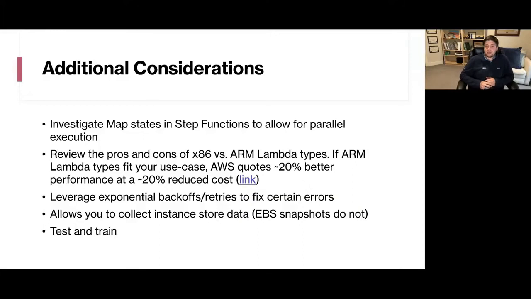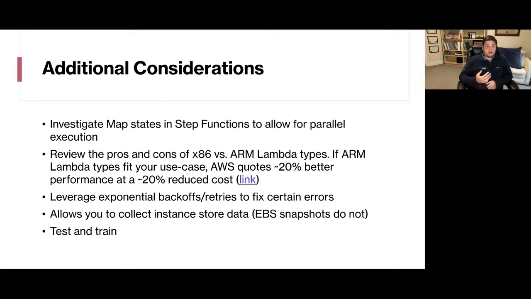Second point here. AWS recently came out with ARM Lambda types. Traditionally, you'd have to use an x86 Lambda type. Now, if ARM Lambda types fit your use case, definitely give them a try, right? I've used them in a lot of my workflows because AWS quotes about 20% better performance at a 20% reduced cost. So why would I not want to perform 20% better and use 20% less money? That's awesome. So definitely look into ARM Lambda types over traditional x86 Lambda types, if it fits your use case. The third point here, I talked about this. We use these in our check states, but leverage exponential backoffs and retries to hopefully fix certain errors right within your step function. Pretty self-explanatory.